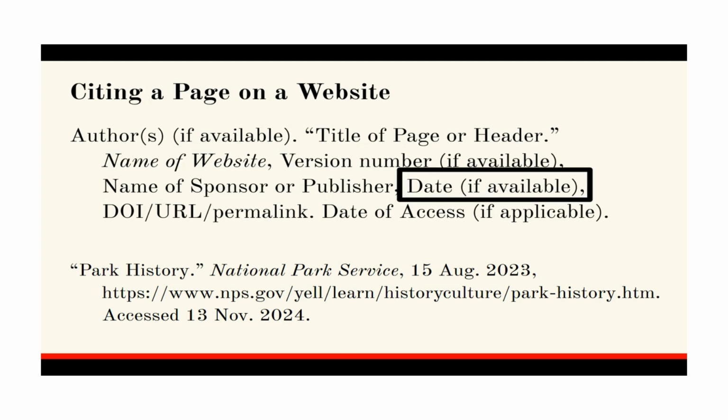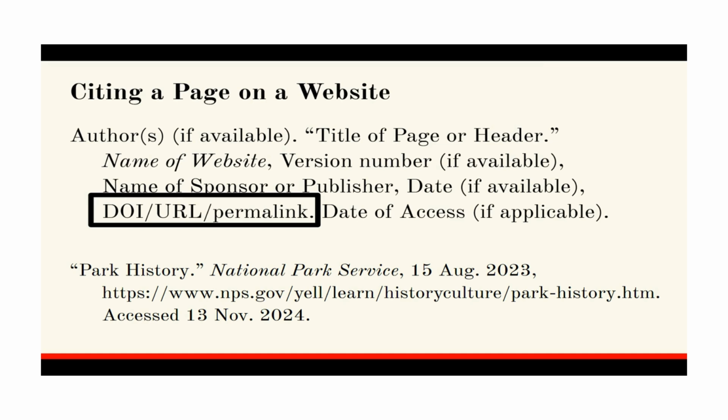Next is the publication date, which follows day, month, and year format with an abbreviated form of the month, followed by a comma. If there is no date found on the web page, you will skip to the next part of the citation. I will say, use some caution when encountering websites with no author or date. Double check that it's a web page that's credible or academic.